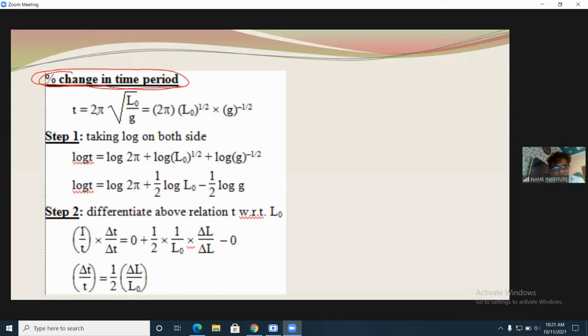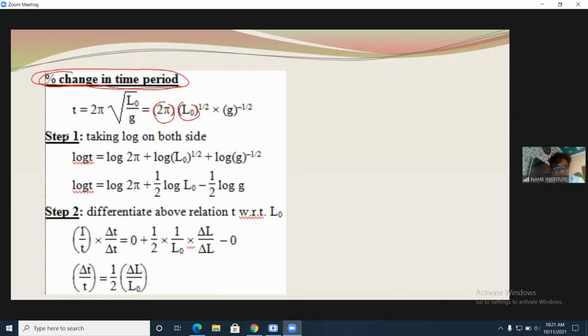T is equal to 2 pi root over L naught by g. This 2 pi stays as it is, L naught has power 1 by 2 because it is a square root, and g has power minus 1 by 2, because it is in the denominator and now comes into the numerator. So gravity will have power minus 1 by 2 here.